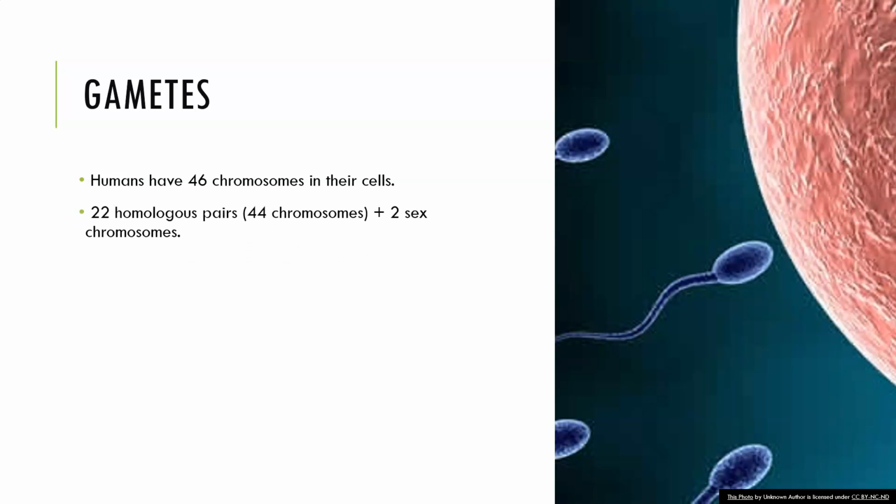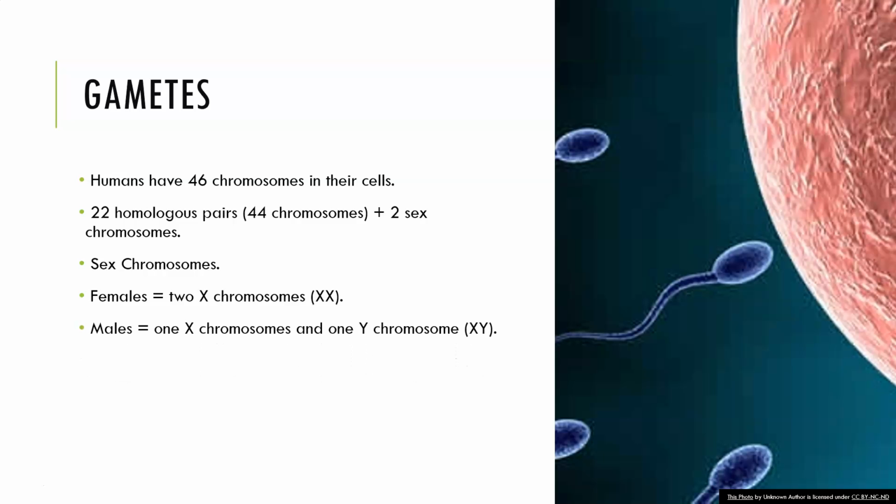Okay, so humans have got those 46 chromosomes in their cells. Now 22 pairs of them are what we call our homologous pairs, and then we've got our two sex chromosomes. The homologous pairs are identical, remembering that the sex chromosomes are only identical in females. Our females have those two X chromosomes, whereas the male has an X and a Y chromosome.